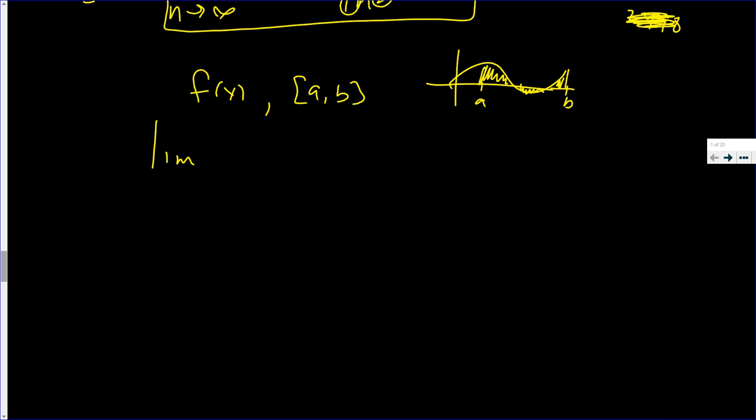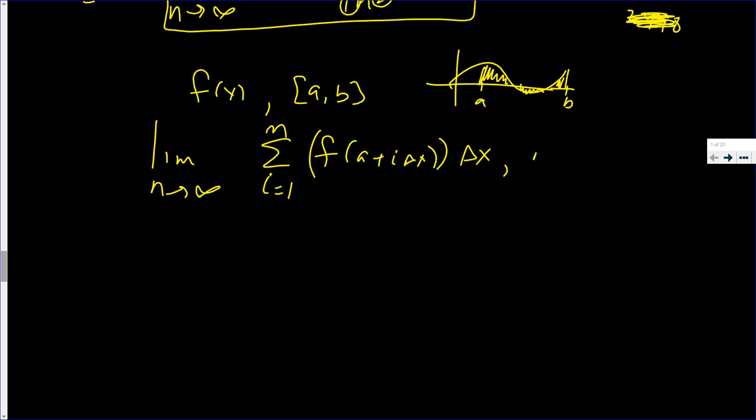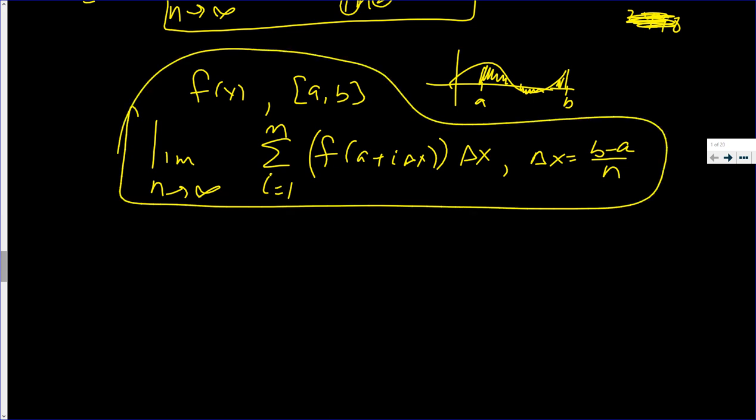this area is going to equal the limit as n goes to infinity of the summation as i goes from 1 to n. You can even go from 0, it won't matter. f of a plus i times delta x, all of this times delta x, where delta x is b minus a over n. That will tell you the area under the curve of f of x from a to b.